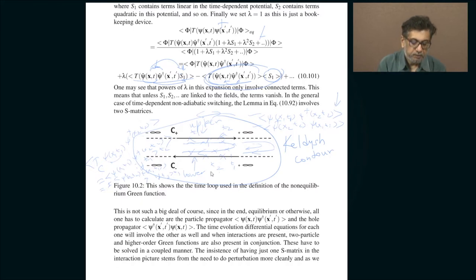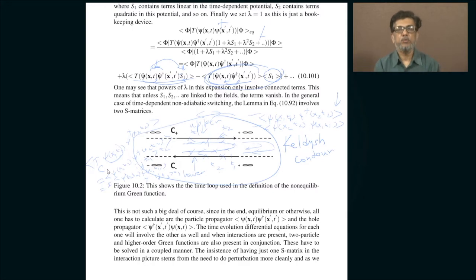Yeah, am I saying that right? So if numerically T1 is larger, then this will be on the left and this will be on the right. Then you will get the particle Green's function. And if numerically T2 is larger, T2 will come to the left, and you will get the hole Green's function.